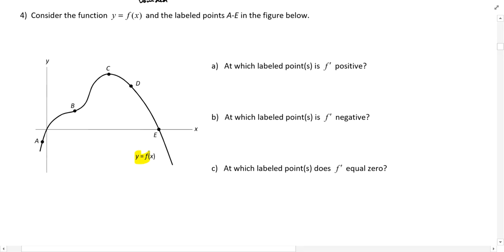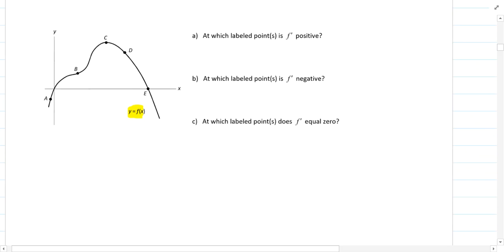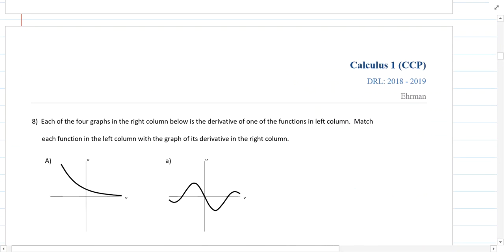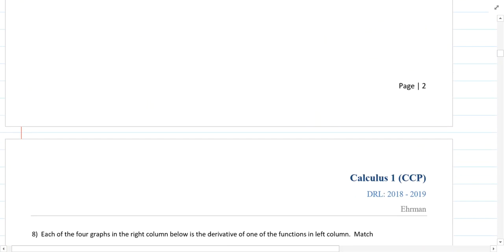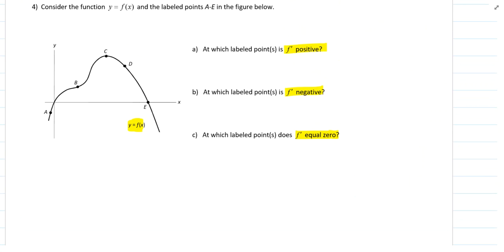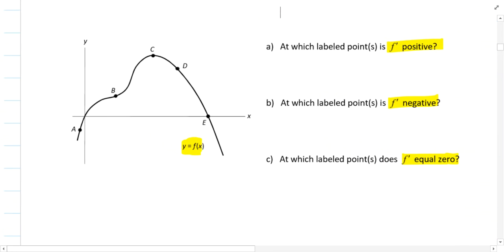In question number 4, we're given some function. We don't know what the function is, but here's the shape of it. And we would like to know some information about the function itself. At which of these points is the derivative positive? Where is the derivative negative? Where is it equal to 0? And then on the next page, I guess that's it. I thought there would be more because the instructions said A through E. But 3 questions, that's all that there are.